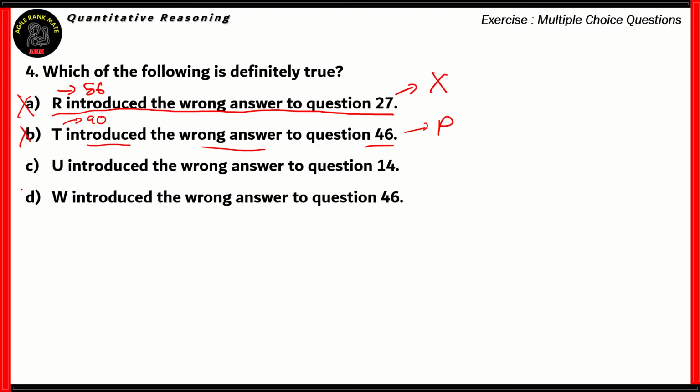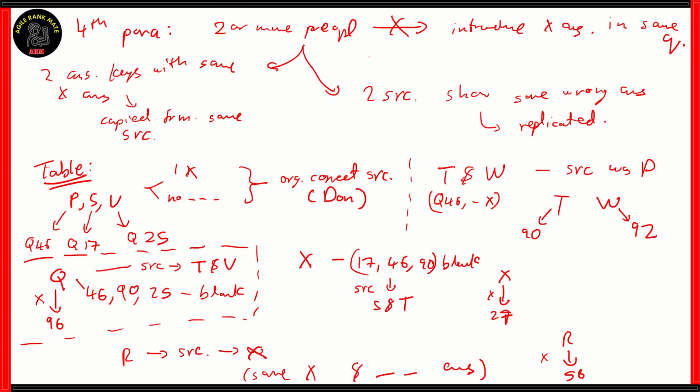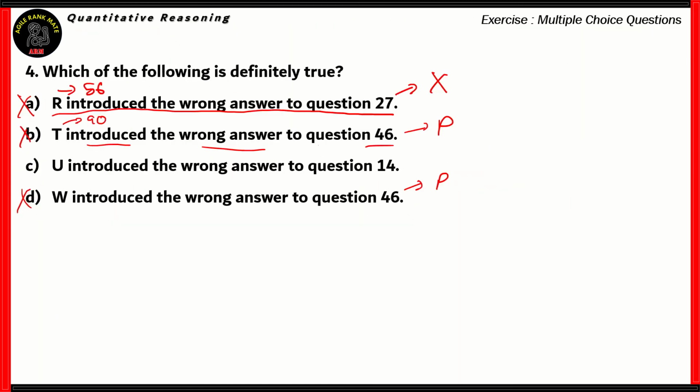That also means that option D is incorrect because 46 is again created by P. However, it says W introduced it, whereas in fact, W introduced 92. So therefore, option D is incorrect. The right answer is option C.